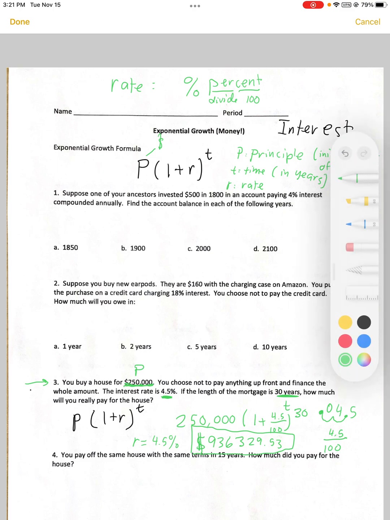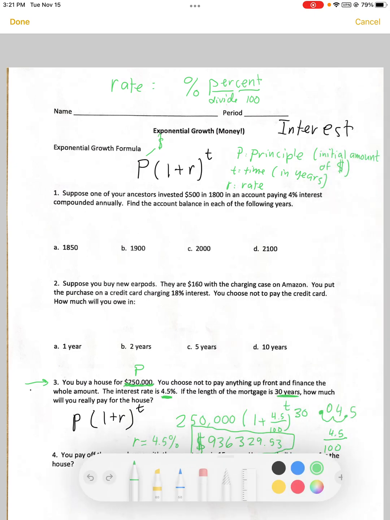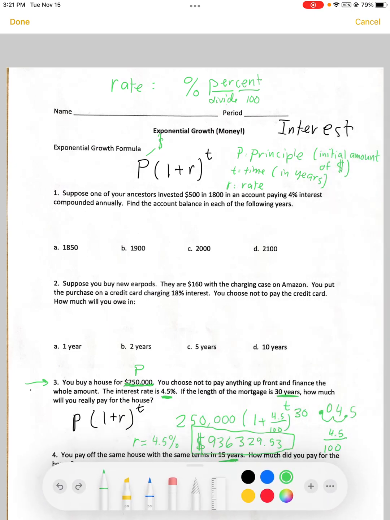Number 4 is very similar to number 3. The only difference is instead of t being 30, t is 15. Let's go ahead and try number 1. Number 1 is a little silly in that it has kind of an interesting way of measuring time. Suppose one of your ancestors invested $500, oh look, there's our P, in 1800 for an account paying 4% interest compounded annually. So our R rate is 4%. Find the account balance in each of the following years.